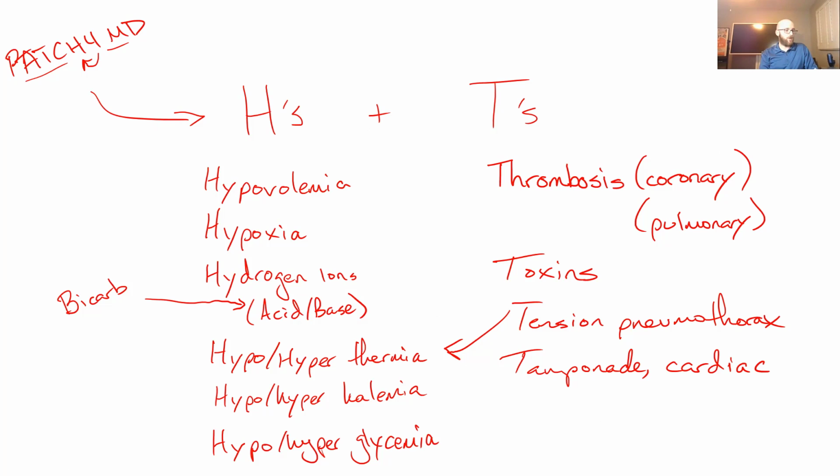Cool. So that's really what I got. A good solid hour of those 3 drugs, just how they fit into cardiac arrest.